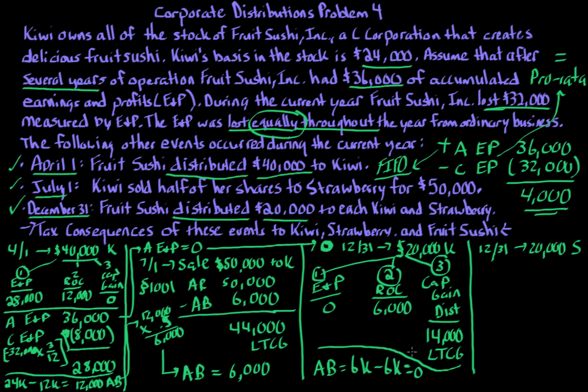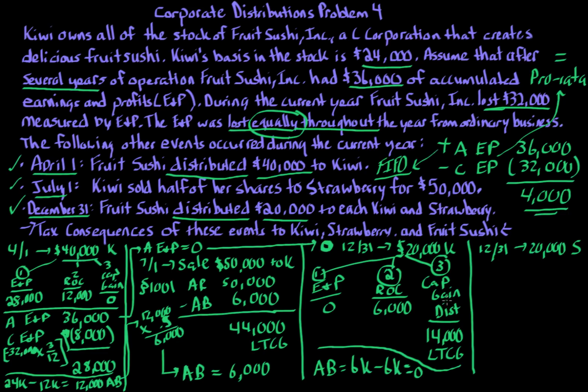So if anything happens after this, there's going to be no return of capital. It's going to be EMP and capital gain distribution. See how that works? Unless Kiwi contributes more money to the corporation and increases that. So the tax consequences on December 31st to Kiwi, they're going to be no dividend, 6,000 return of capital, which is not tax, but that lowers the basis down to 0, and then 14,000 long-term capital gain distribution.